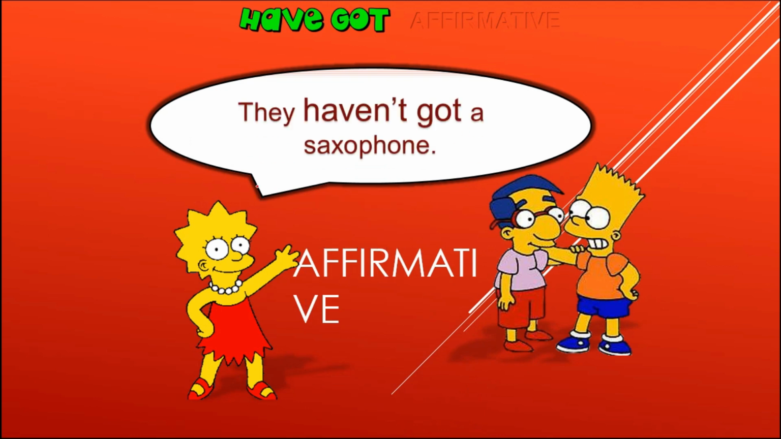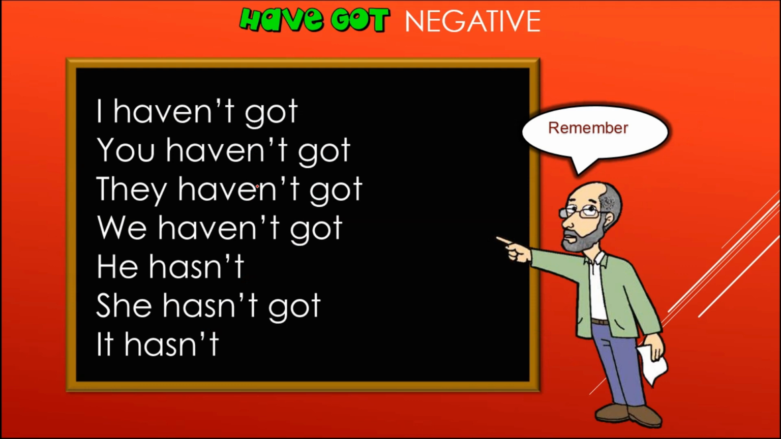Another affirmative. They haven't got a saxophone. So let's go to the mixing of our negative together. So here, negative. So I haven't got, you haven't got, they haven't got, we haven't got, and he hasn't got, she hasn't got, right? So this is the short form of negative. So it means that hasn't is have not got, but we rarely use the words have not. When you speak it out, it is a little bit difficult, but you also can use it, right?